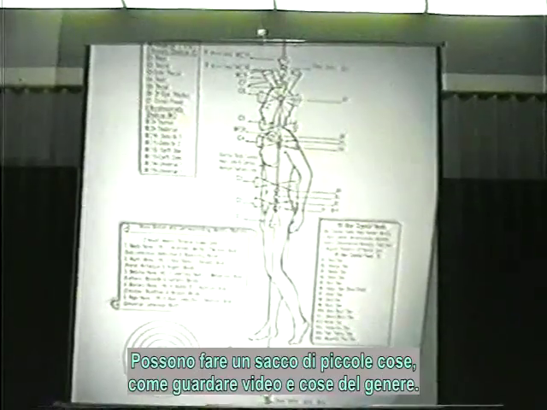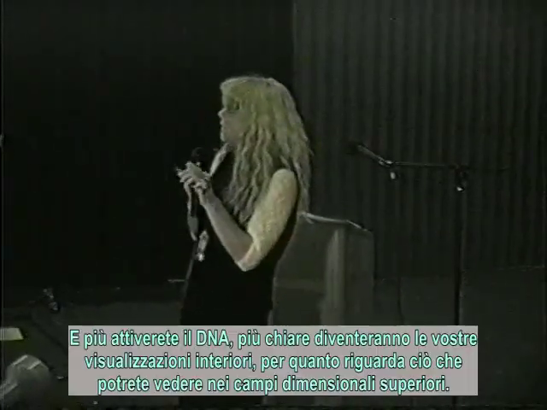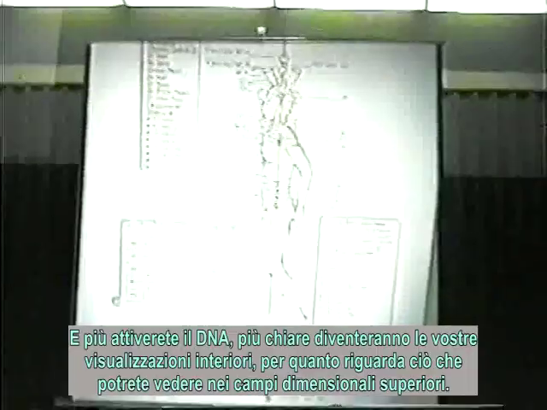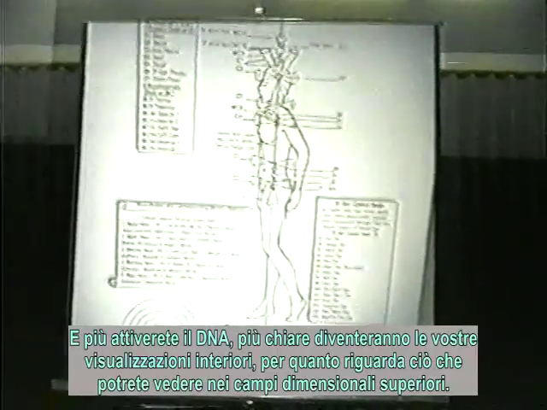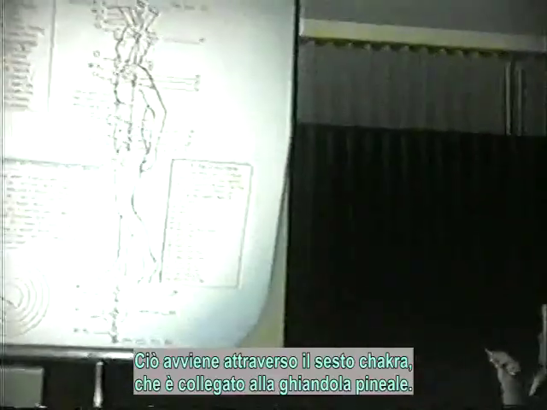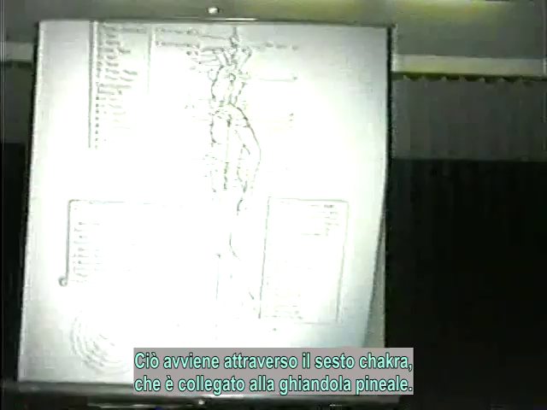They can do a lot of remote viewing and that kind of thing. And the more you activate DNA, the clearer your inner visualizations will become as far as what you can see in the higher dimensional fields. That happens through the 6th chakra. That's connected to the pineal gland. Now here we have the 7th chakra. It's called the crown chakra.